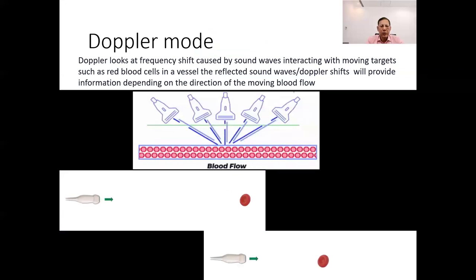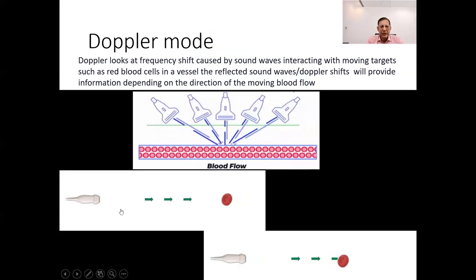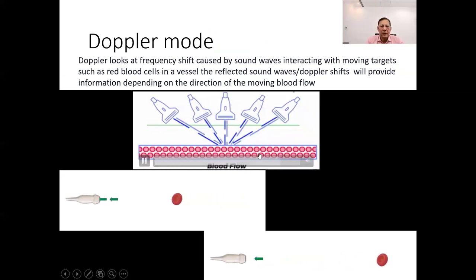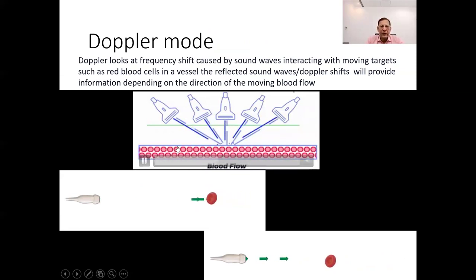Regarding Doppler mode study, we should know, what is a Doppler shift? Remember, Doppler shift is created only when transmitted sound waves strike a moving object, like a red blood cell. Doppler study cannot be done when the object is stationary.